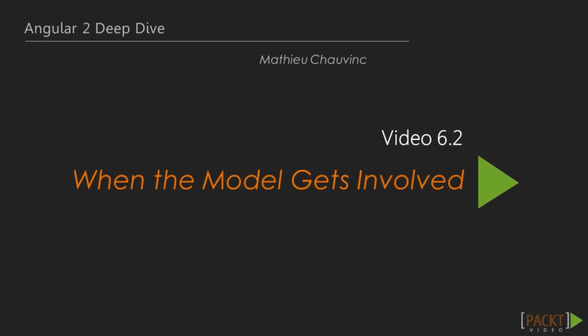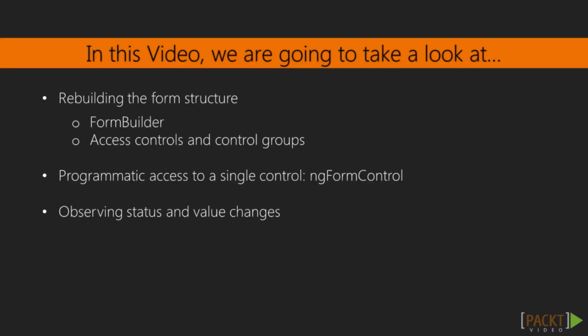In the previous video, we learned to build a form where controls and control groups were simply added to the template. In this video, we'll build a model that matches our form structure. We'll learn how to create and access controls and control groups, and we'll also look at ngFormControl, which offers an intermediate solution between having no access to the control and rebuilding the entire form. Finally, we'll look at observing value and status changes on controls.